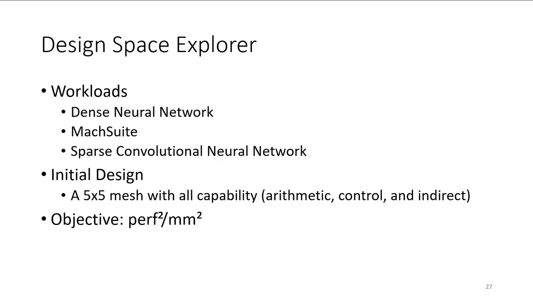We stress our design space explorer with 3 different sets of workloads. First, the dense neural network layers, including convolution, pooling, and matrix multiplication. Second, MachSuite, which we mentioned before, a benchmark suite for accelerator design. Third, sparse convolutional neural network, a single workload with irregularity. They all start from the same initial design, a 5x5 mesh with full arithmetic, control flow, and indirect memory capability. And we use performance squared per millimeter squared as the objective function.